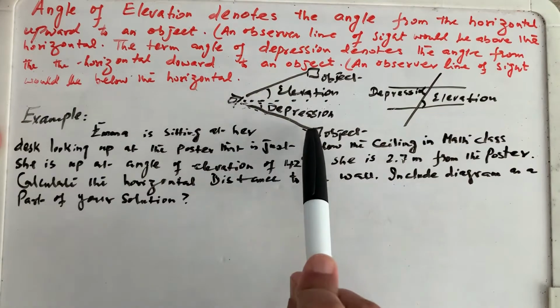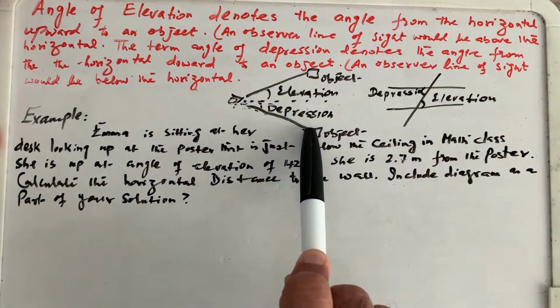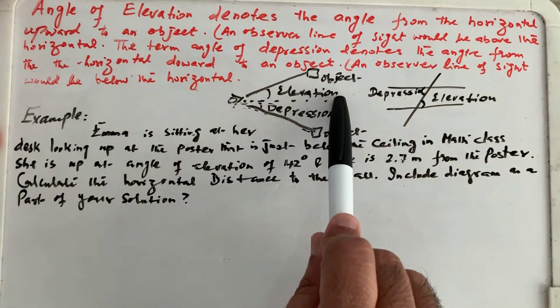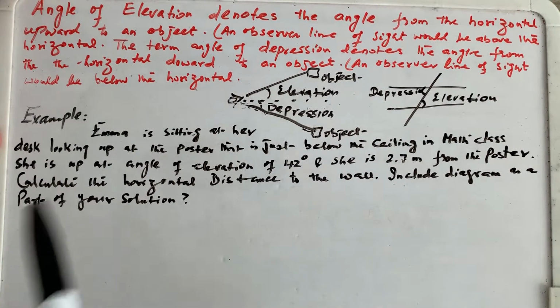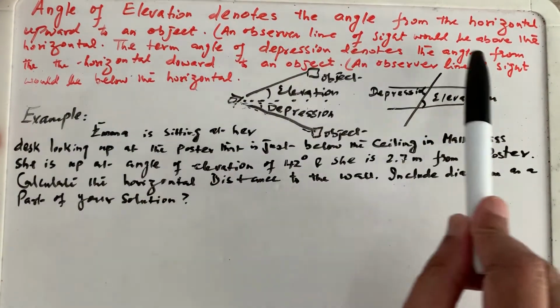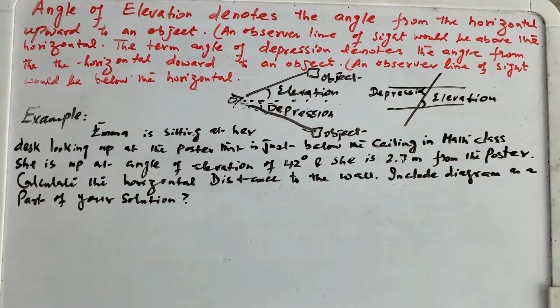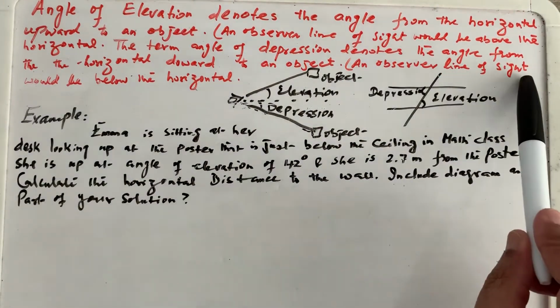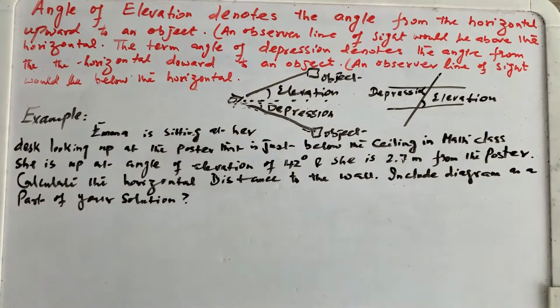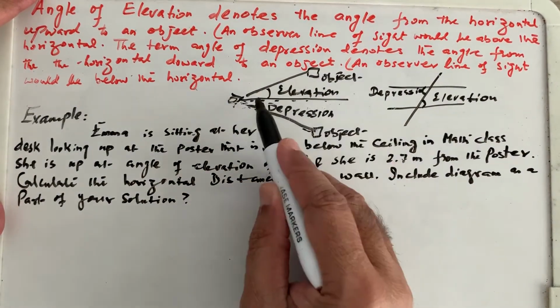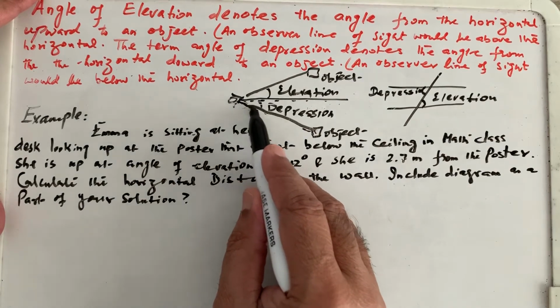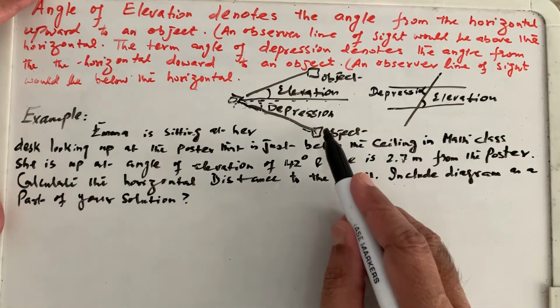But if the object is below the level of sight or horizon, then this is the angle of depression. Angle of depression denotes the angle from the horizontal downward to an object. An observer's line of sight would be below the horizontal. So this is horizontal, and below the horizontal is the angle of depression, if the object is here.